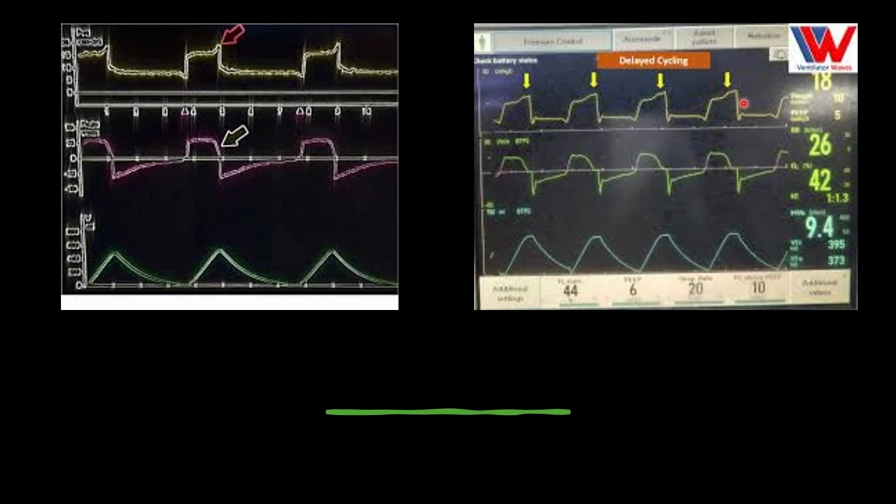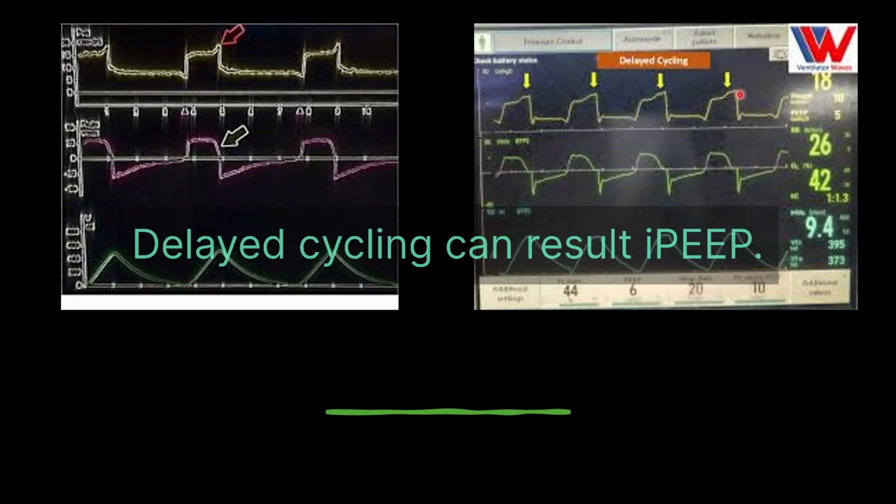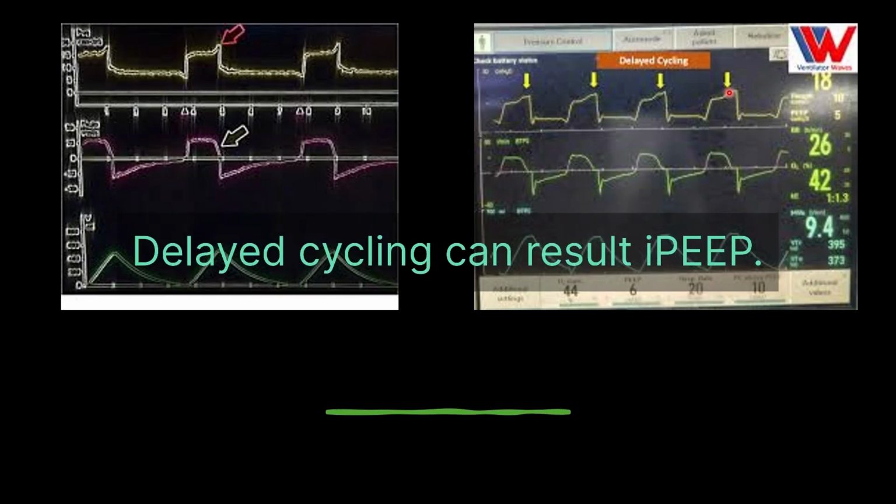So there is an elevation of the pressure time scalar, the increase in the pressure at the end of inspiration. Again, here also there is a bump or upward spike. And if you look at the flow time scalar, this is the flow time scalar, there is auto-PEEP development. So remember that delayed cycling can result in auto-PEEP.